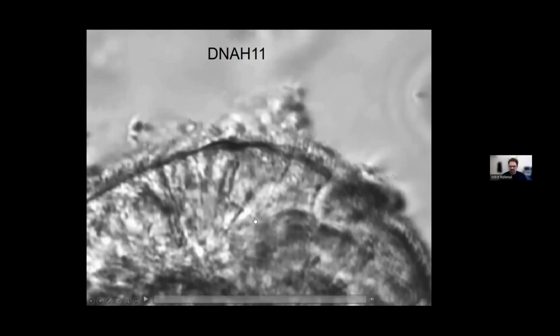So there's a big variety of defects that cause different things. And also there are types where you don't have cilia at all, or other ones where you have not enough cilia, and still the function is impaired.